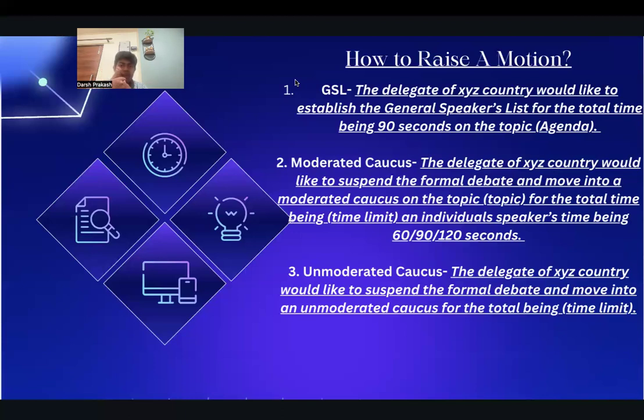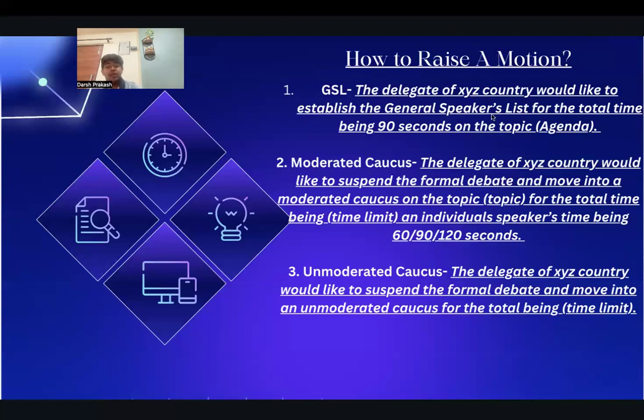So the EB will recognize you as, yes, delegate of China, for example. Then you'll unmute your microphone in online conferences. In offline conferences, you get placards. You need to raise your placards. The EB will recognize you. You'll stand up and you'll say, the delegate of XYZ country. In place of XYZ, you need to write the name of your own country that you are representing.